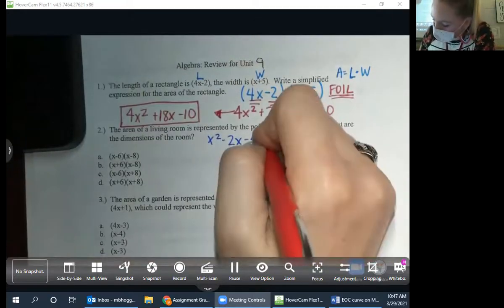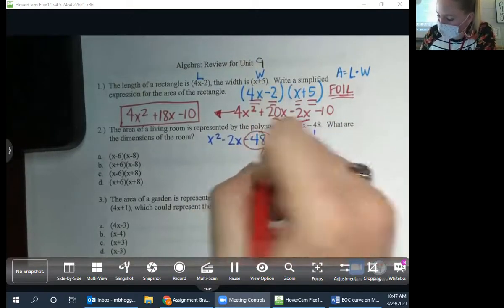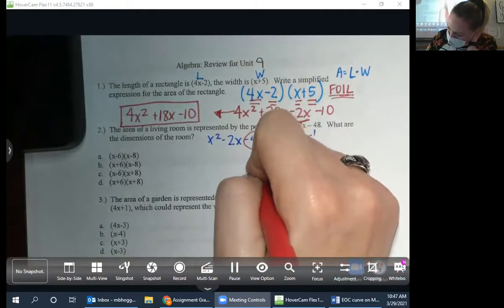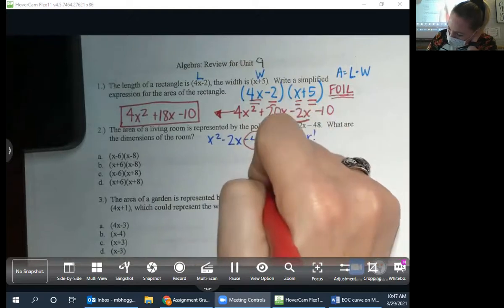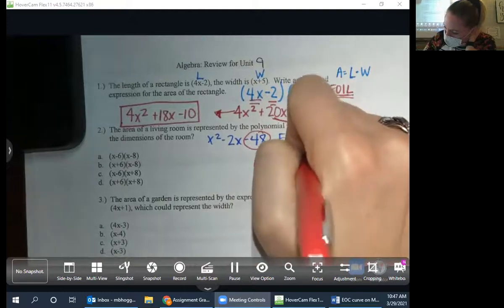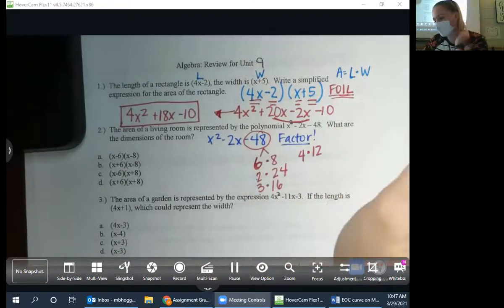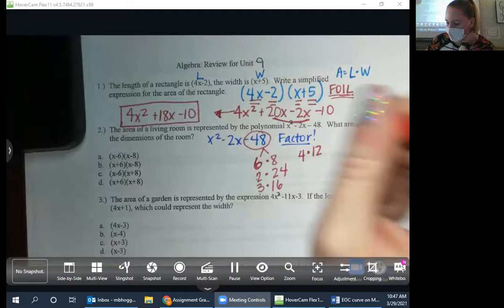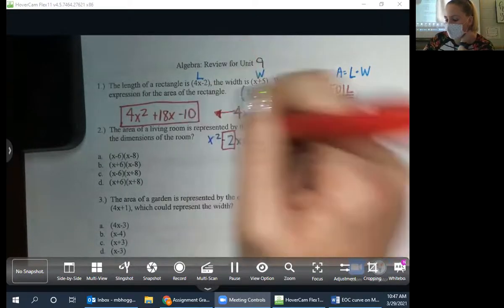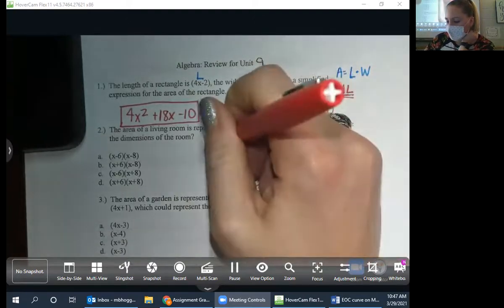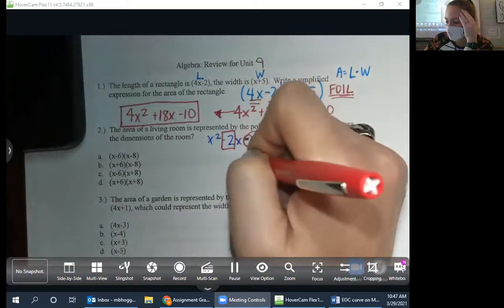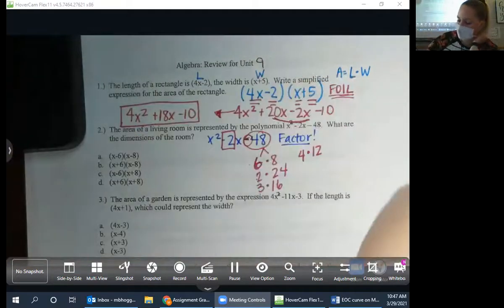When we factor, we look at this last digit and we think about the factors that go into negative 48. You have a 6 and an 8, 2 and 24, 3 and 16, and a 4 and 12. Those are your factors of 48. So remember, which of these factor pairs, when added together, will equal negative 2? And remember, since this is a negative 48, one of the numbers in each factor pair needs to be negative.